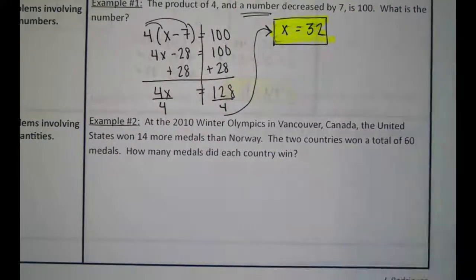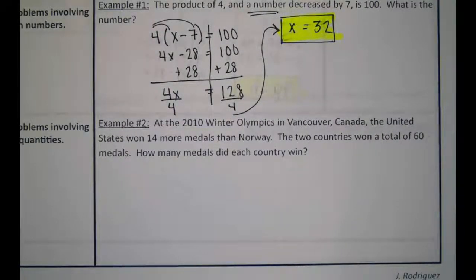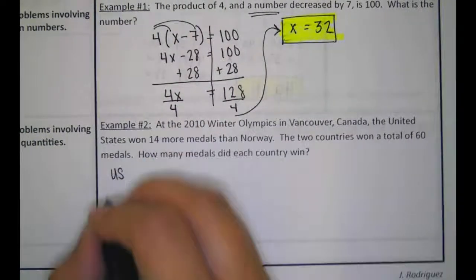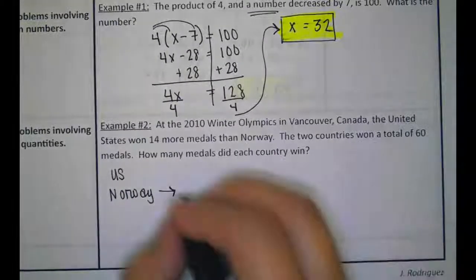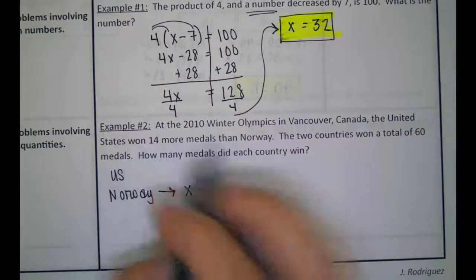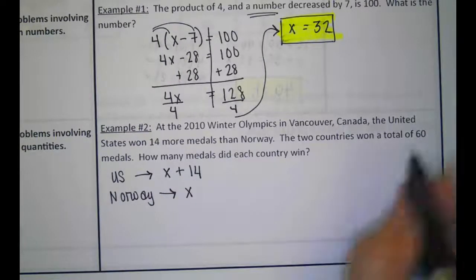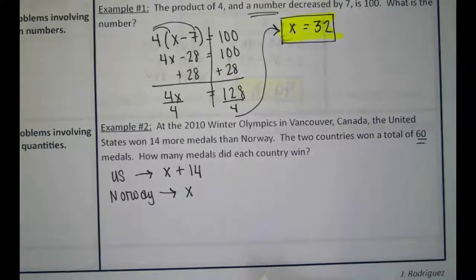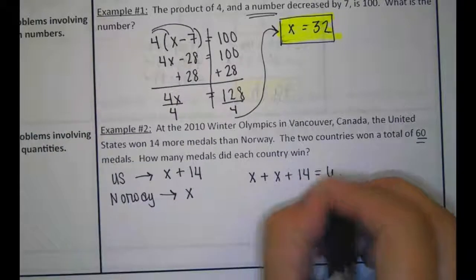Example number 2. At the 2010 Winter Olympics in Vancouver, Canada, the U.S. won 14 more medals than Norway. The two countries won a total of 60 medals. How many medals did each country win? We have the U.S. and we have Norway. Let's make Norway's medals x. The U.S. won 14 more medals than Norway, so the U.S. would be x plus 14. Altogether they add up to 60. So x plus x plus 14 has to equal 60.